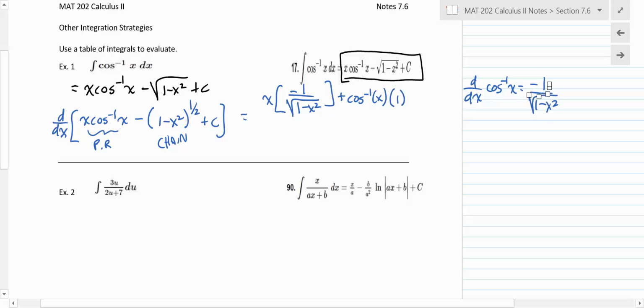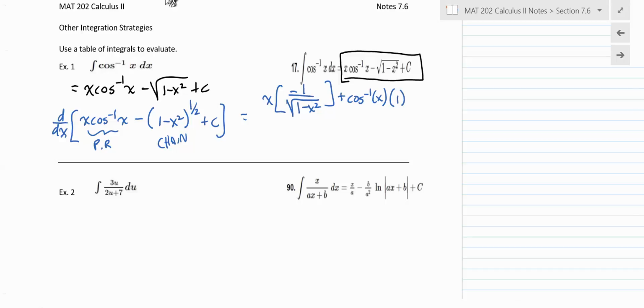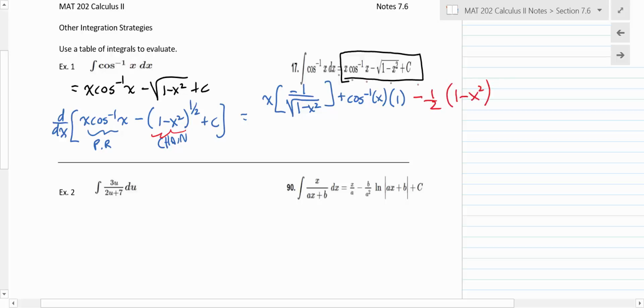All right. Now what I want to do from here is the chain rule on the next one. Let's just see if we get the integral that we started with anyway. So I'm going to now do this piece right here. So that is minus 1/2, 1 minus x squared to the negative 1/2, and then you have to do the derivative of the inside part, which is negative 2x.